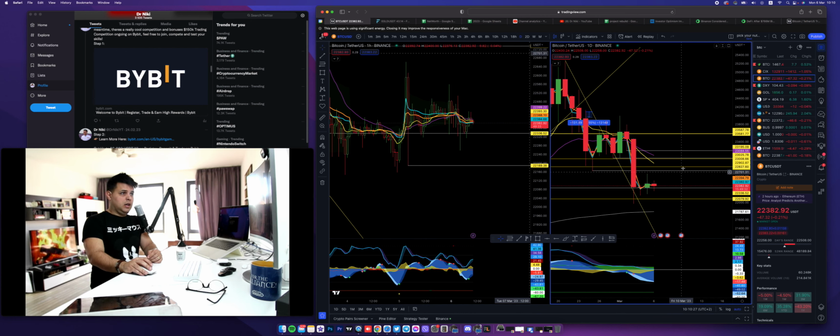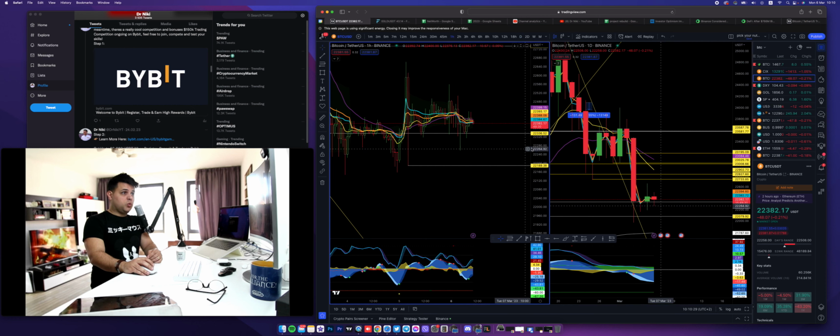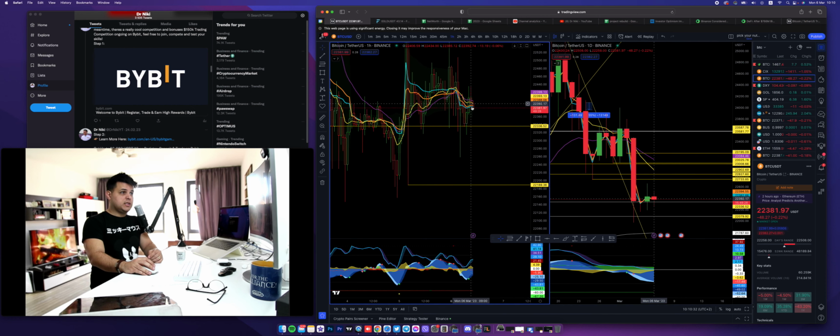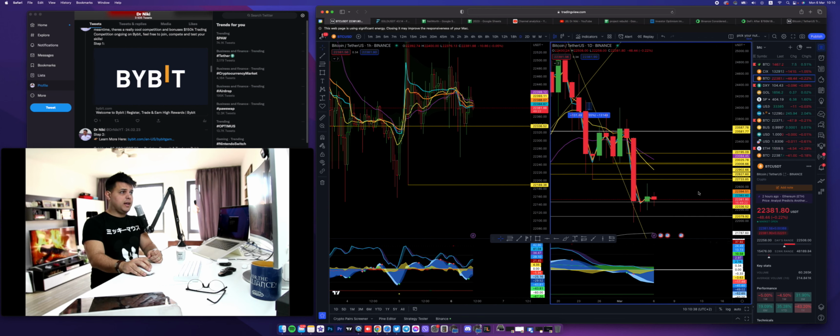I'm doing scalps, so I'm not that worried. We just went below the VWAPs, but the VWAPs are below the EMAs. And considering everything else, again, I'm still bullish.